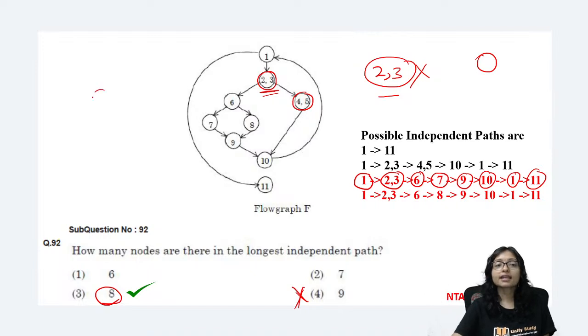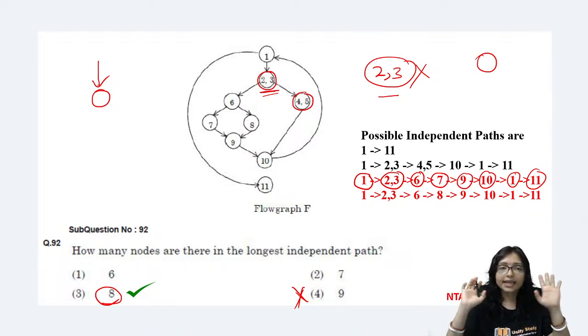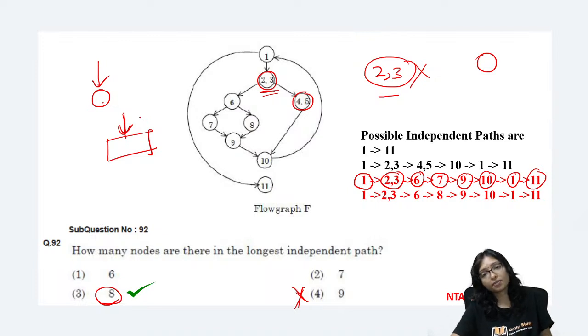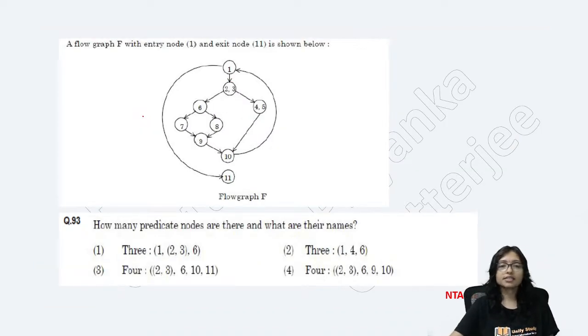Nodes means circles are the nodes. Edges means the lines are the edges. Just count how many circles are there, how many edges are there. It can be a circle or it can be like this. So don't be confused. Here 8 is the longest independent path. How many nodes are there? Now do this. What will be the answer for this?